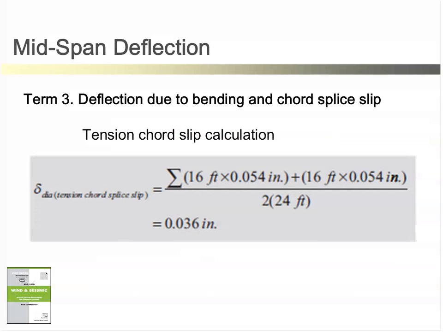Then we're going to go back to the original equation. Since we've calculated all those values, slip at each one of those locations, we're going to add those up and divide by the width of the diaphragm to come up with the tension cord slip calculation. Again, that's just for the tension cord.